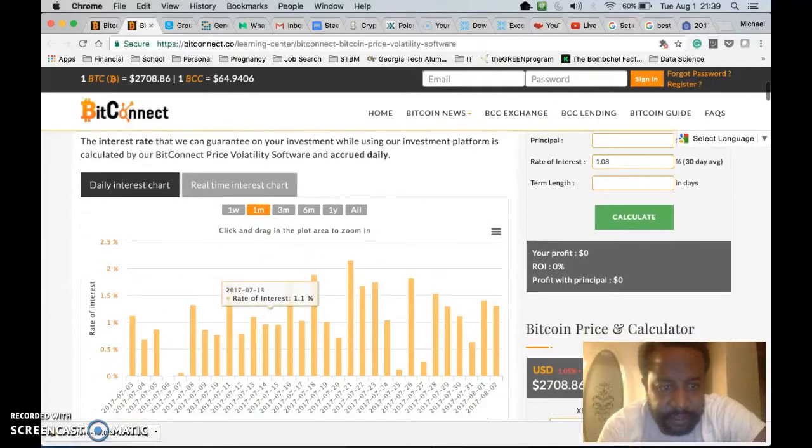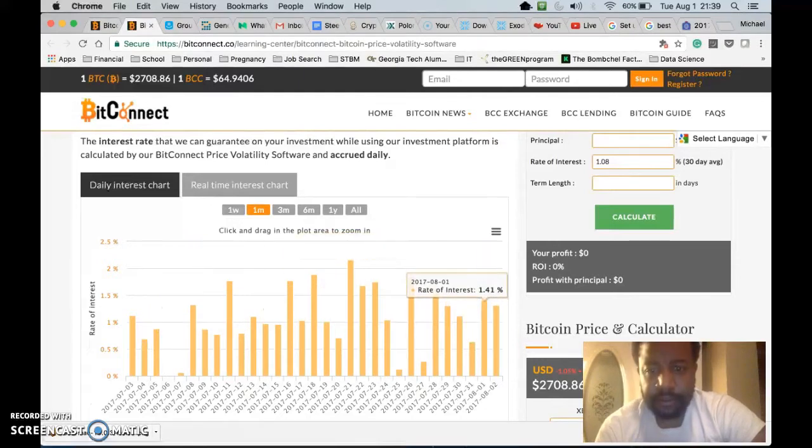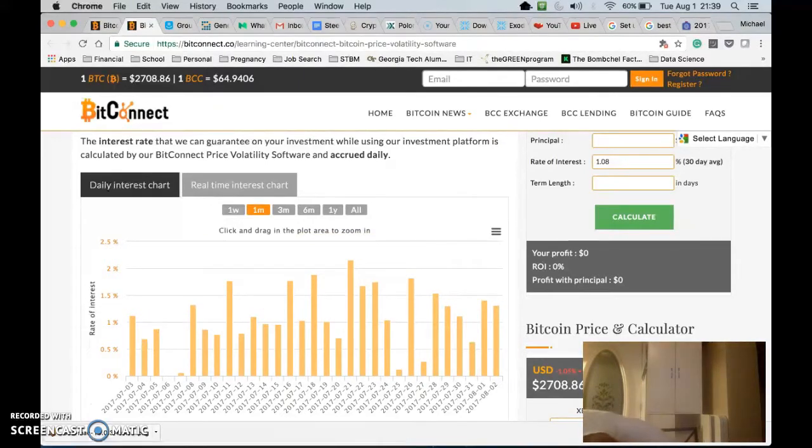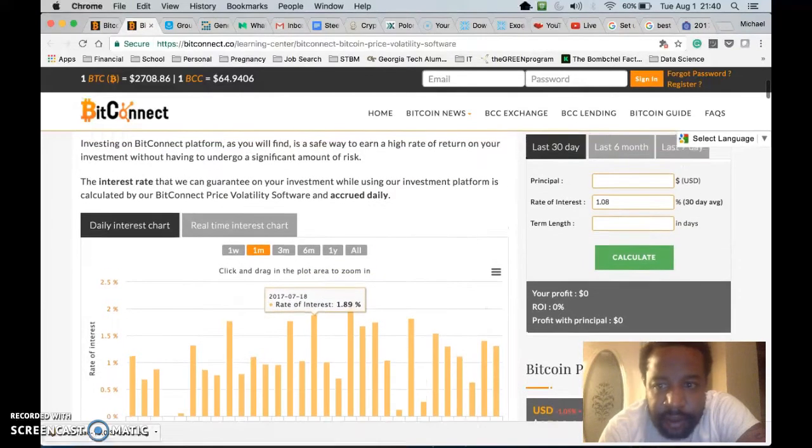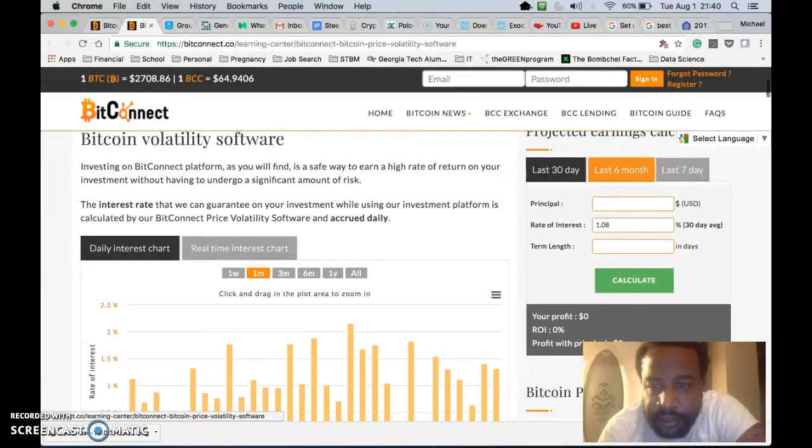And this is basically a chart of the different daily rates of interest. So we've been seeing some pretty good returns over the last few weeks. It's been averaging around 1% per day, as you can see over the last 30 days. Yeah, it's a little over 1%. It's pretty cool. The 6 month average is 0.87%.